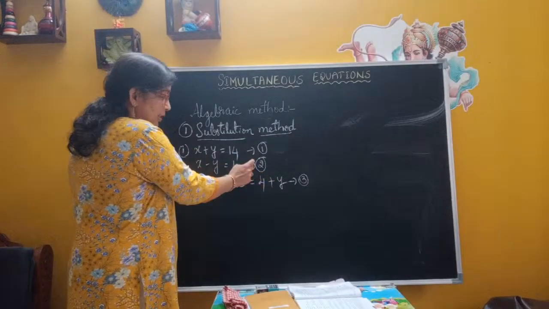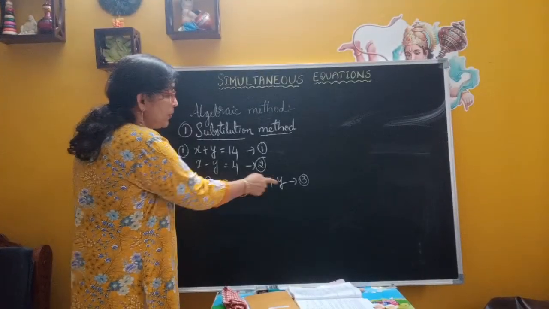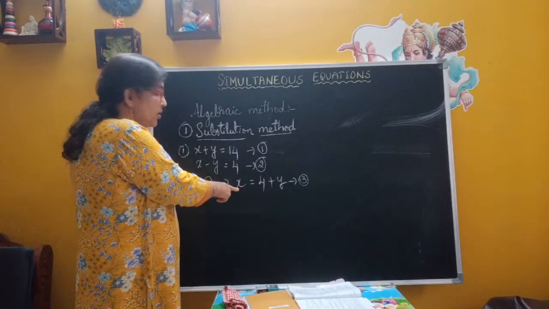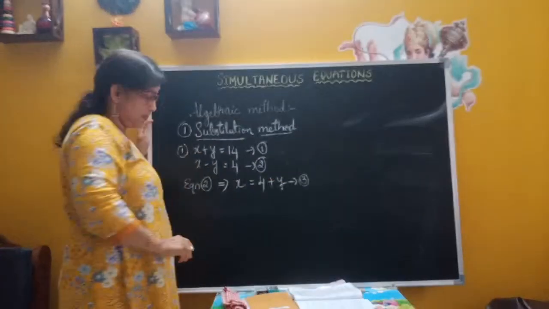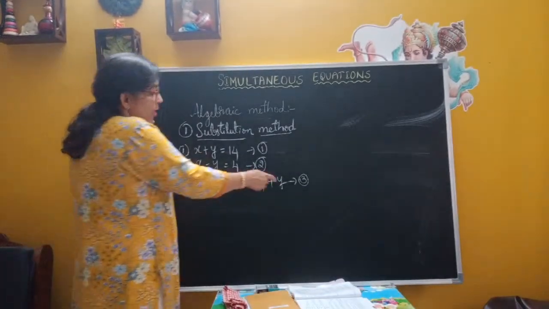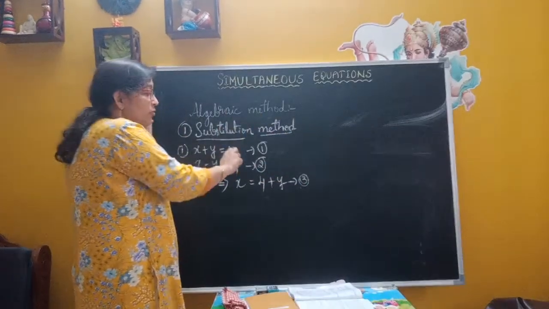This is nothing but the second equation only in a different form. As here our x is depending on y, I have taken x as the dependent variable and y as the independent variable. Now, let us substitute this equation 3 in equation 1.